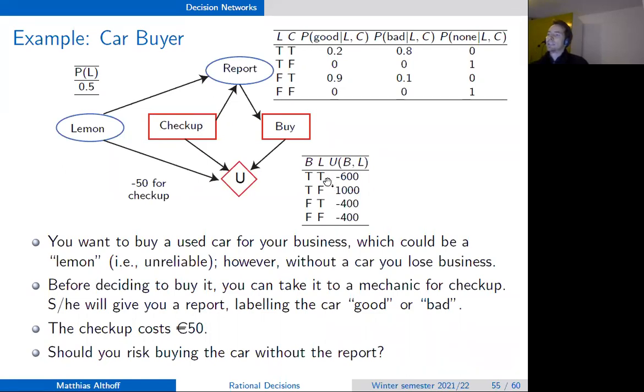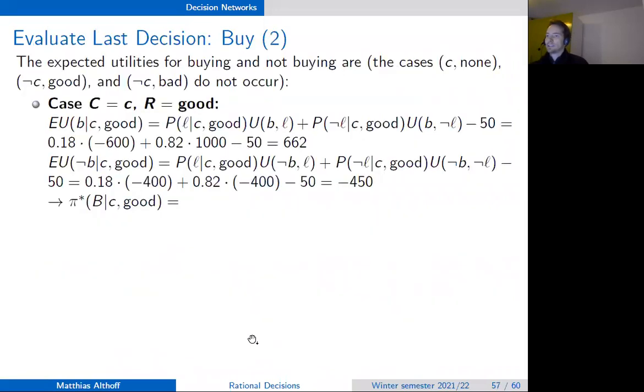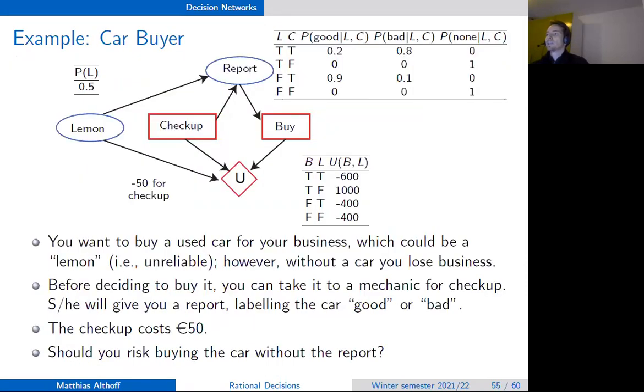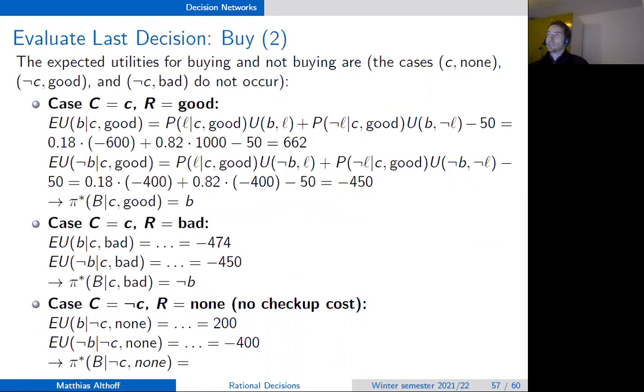And then the utility, if we don't do the checkup, for buying the car is 200, because it's a 50% chance that it's a lemon and a 50% that it's not a lemon if we buy it. So 50% times minus 600 is minus 400. And 50% of 1000 would be 500, and minus 400 plus 500 would be 200.